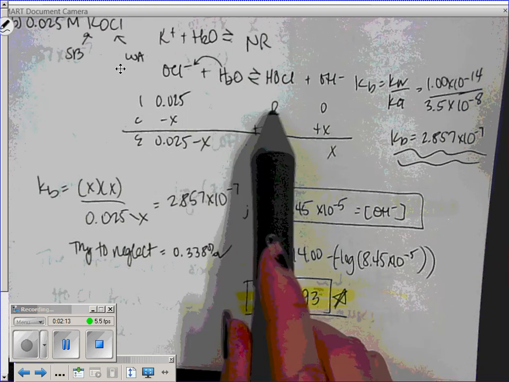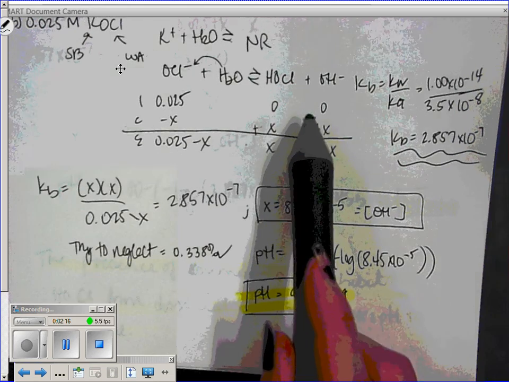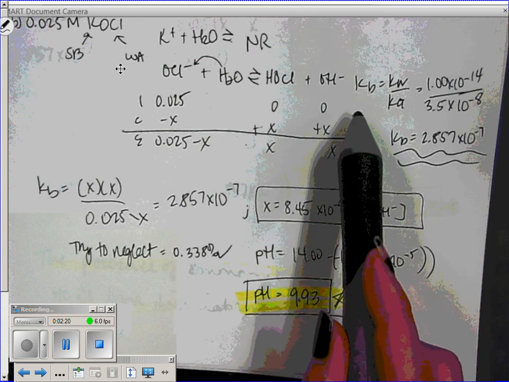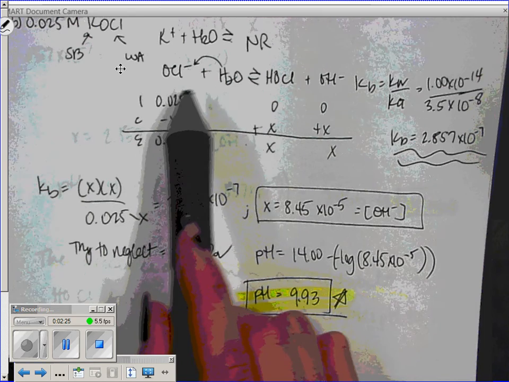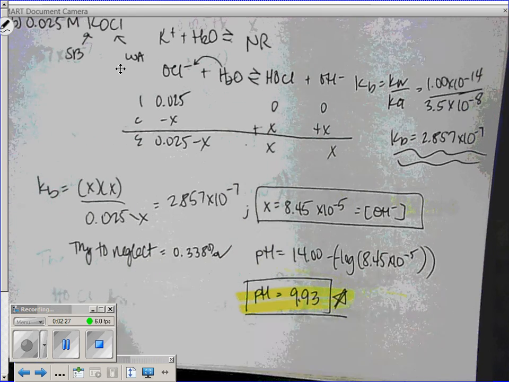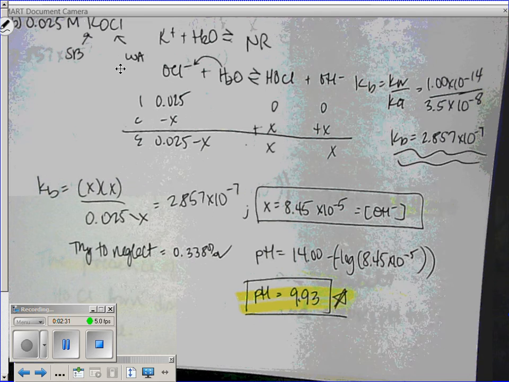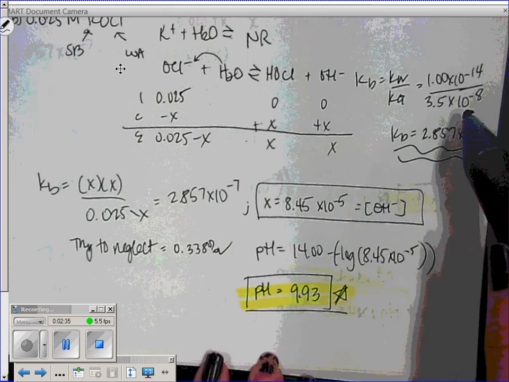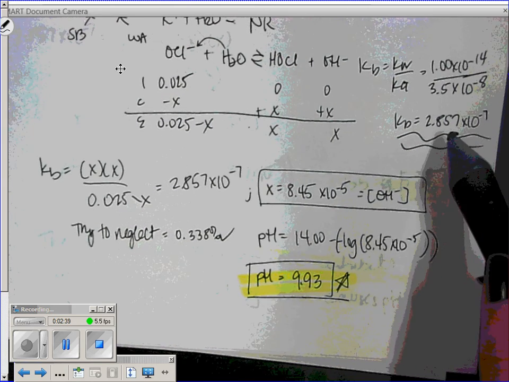The hypochlorous acid is made, hydroxide is made, so double whammy, it does definitely act as a base because it's making hydroxide. So if it's acting as a base, you must use the Kb from its Ka. Well, hypochlorite is the conjugate base of hypochlorous acid. So that conjugate base coming from the conjugate acid means the Ka and Kb go together there. So that's where we use our Kw. Kb is 2.857 times 10 to the negative 7th.